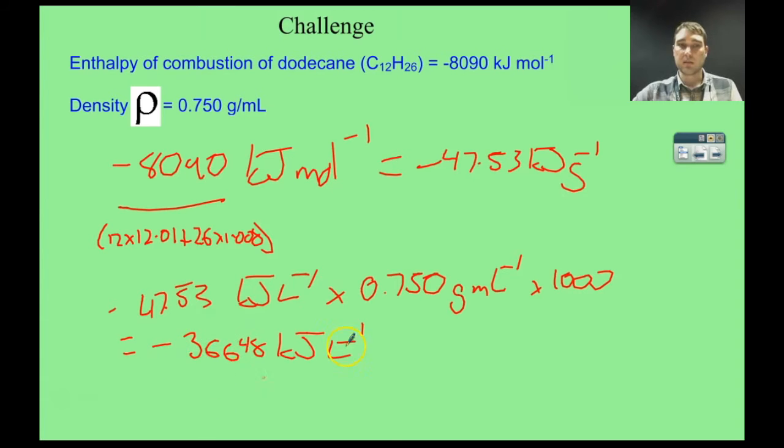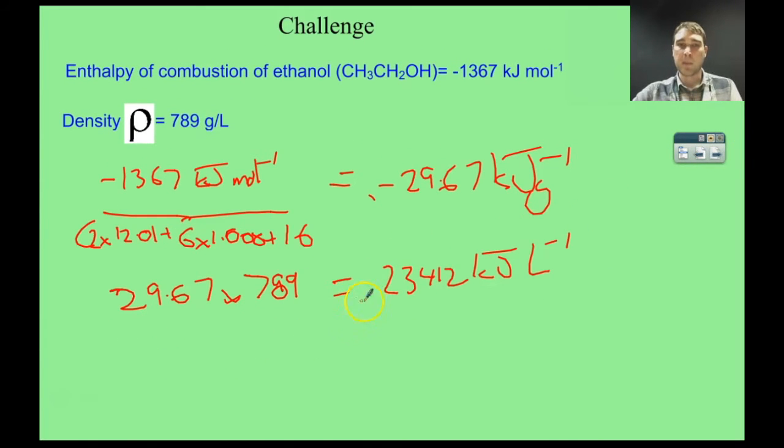So again, per litre, dodecane is much better than ethanol. It's a much higher number, well, lower if we're using negatives, but a lot more energy is released per litre of dodecane than it is for ethanol. And this is one of the issues with using ethanol as a fuel, because it doesn't release as much energy per litre. You need a lot more ethanol to drive your car as far as dodecane would.